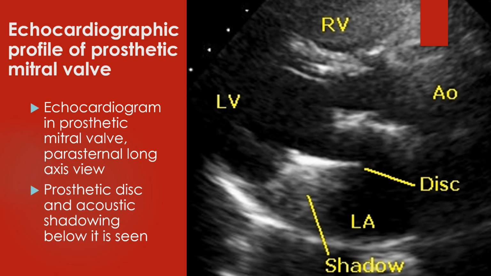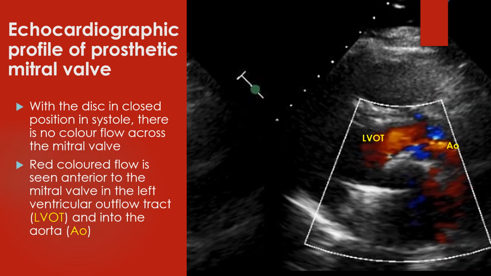Acoustic shadowing is seen posterior to the dense disc shadow, which extends up to the posterior wall of the left atrium, proximal to the mitral annulus. Because of the acoustic shadowing, it will be difficult to recognize any structure in that region like a vegetation or a thrombus.